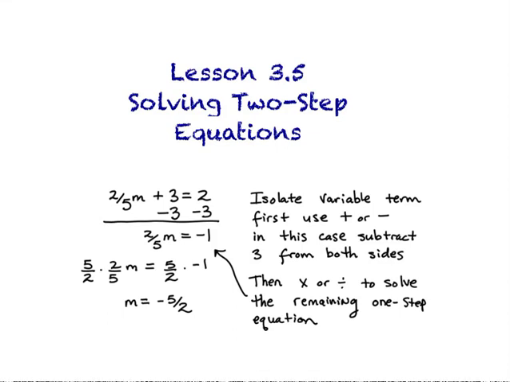Then we must use the multiplication or division properties of equality to isolate our variable. Remember, what we do to one side, we must do to the other. Feel free to pause this video at any time and copy good notes or to replay it if anything seems unclear.